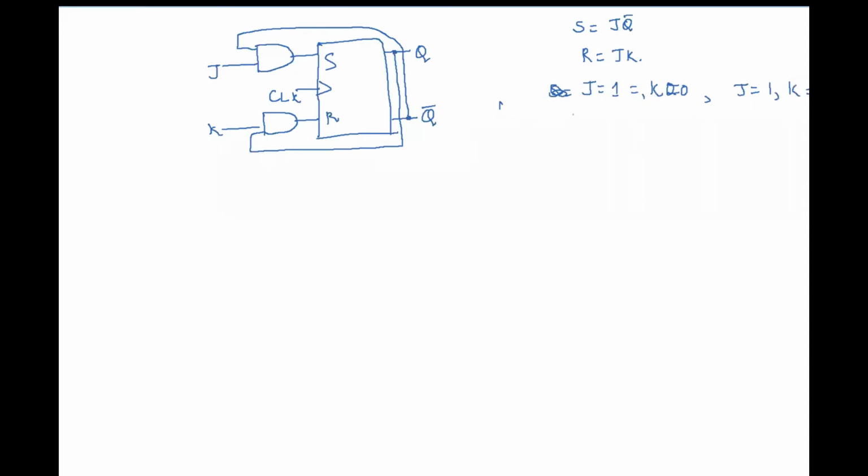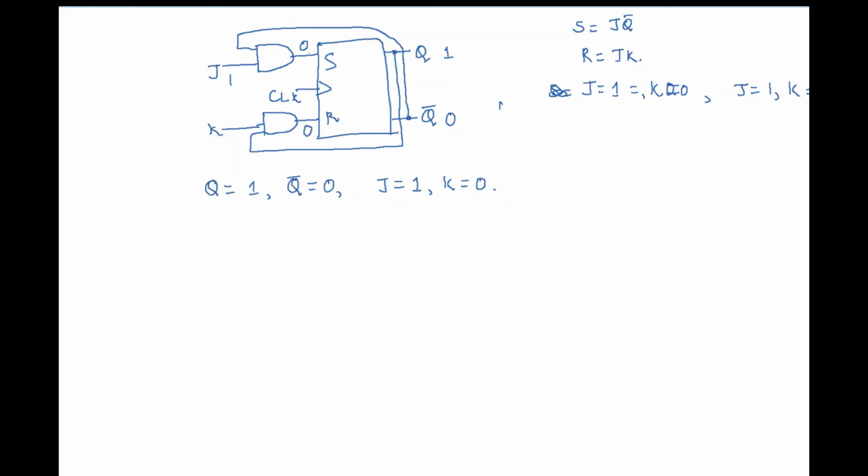So let's assume, in the previous case, at present Q is equal to 1 and Q bar is equal to 0. And at that moment you apply input J is equal to 1 and K is equal to 0. Then what will happen? Now J is 1 and Q bar is 0, so this gives you 0 because this is the AND gate. And K is equal to 0 and Q is equal to 1. This is also going to give you 0.